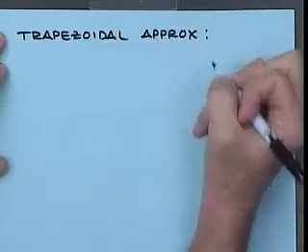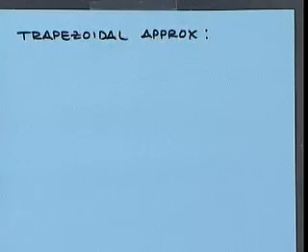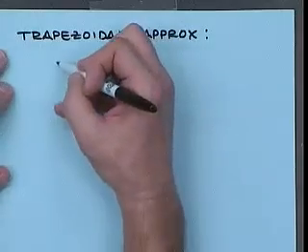So the first method, and you'll probably remember something from high school geometry that'll be helpful here. That is the area of a trapezoid. That'll be helpful to us. So this is trapezoidal approximation.